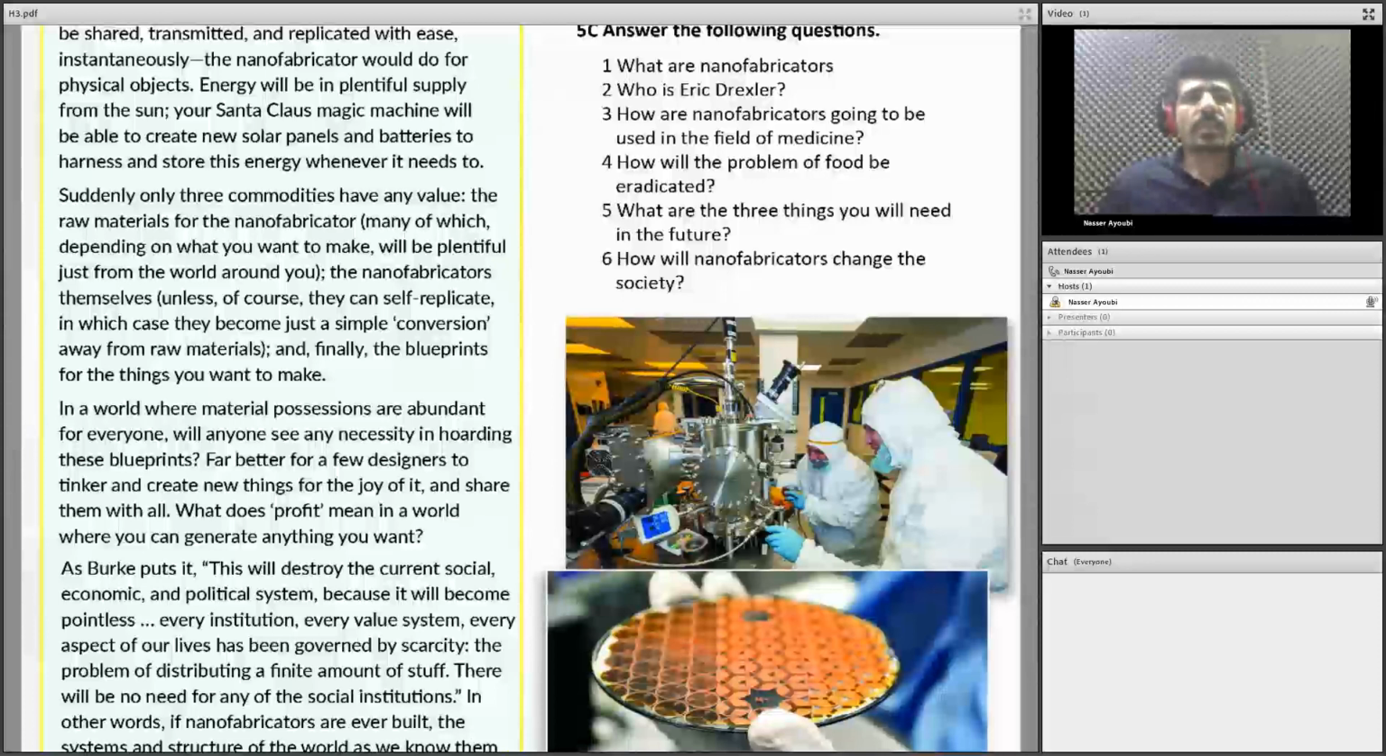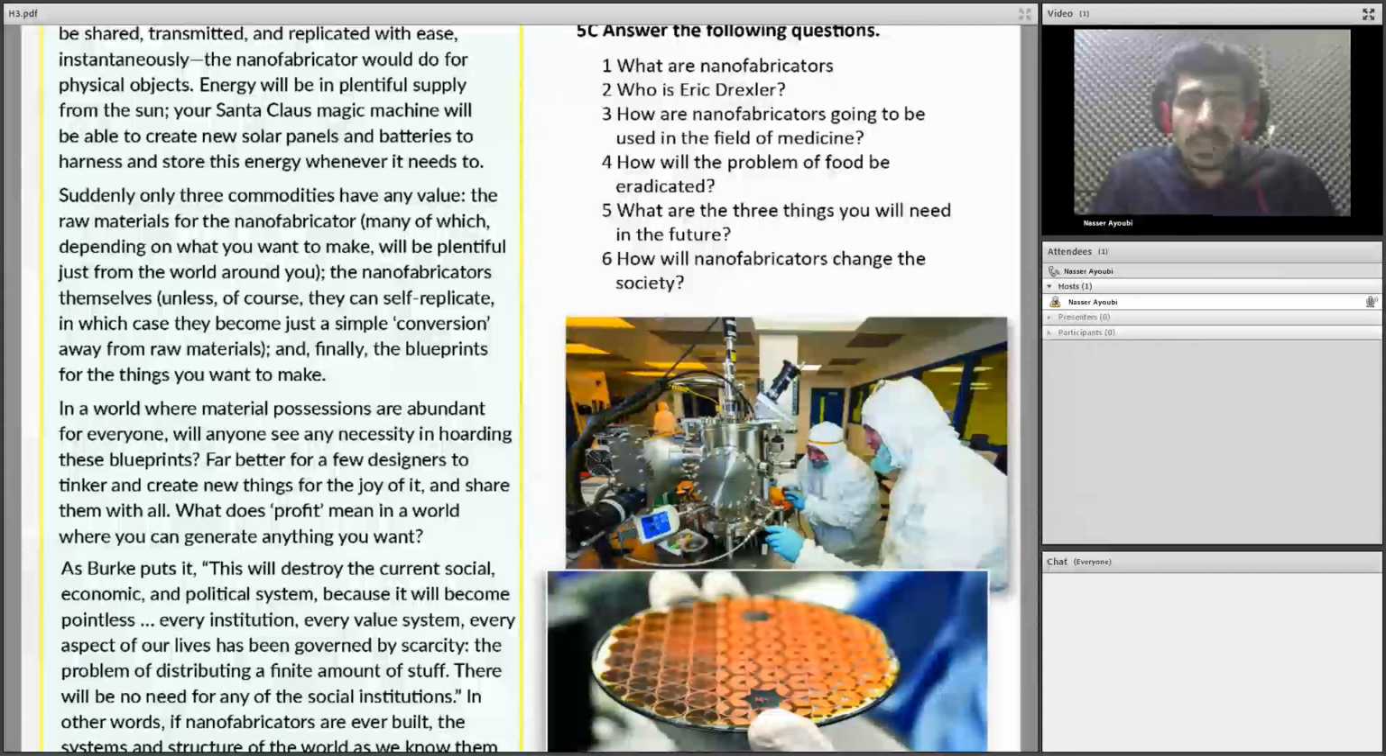Well, with the advent of nanofabricators, there will be only 3 things that will be of any value. What are they? The raw materials for the nanofabricators. Many of these raw materials, according to what you need, will be acquirable, will be found in the world around you. So you won't need to buy them. You won't need to suffer getting them.